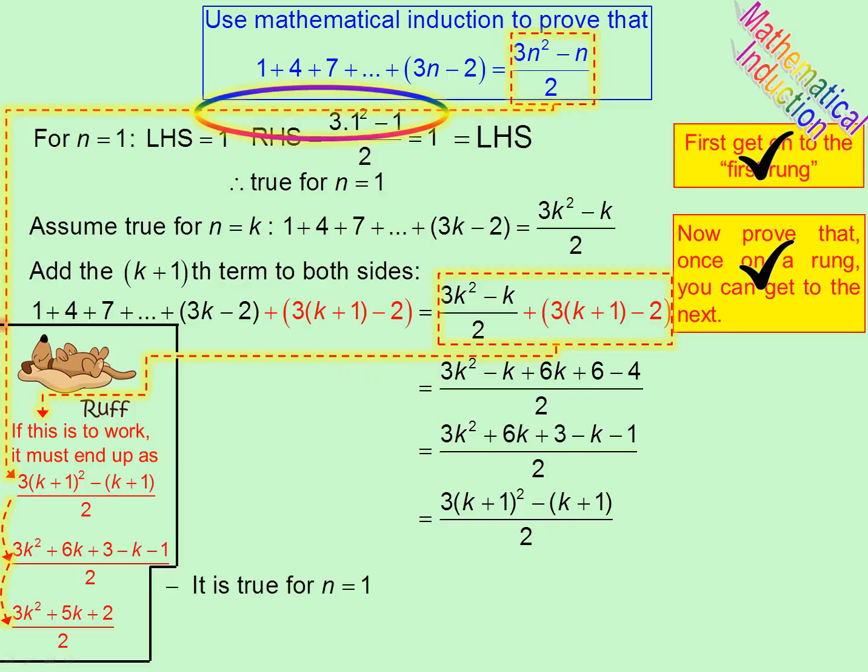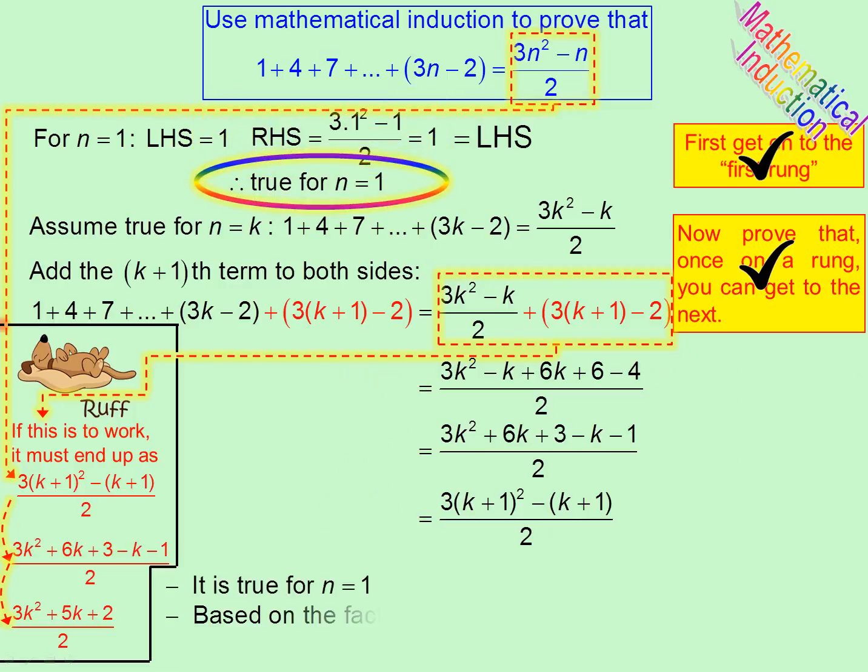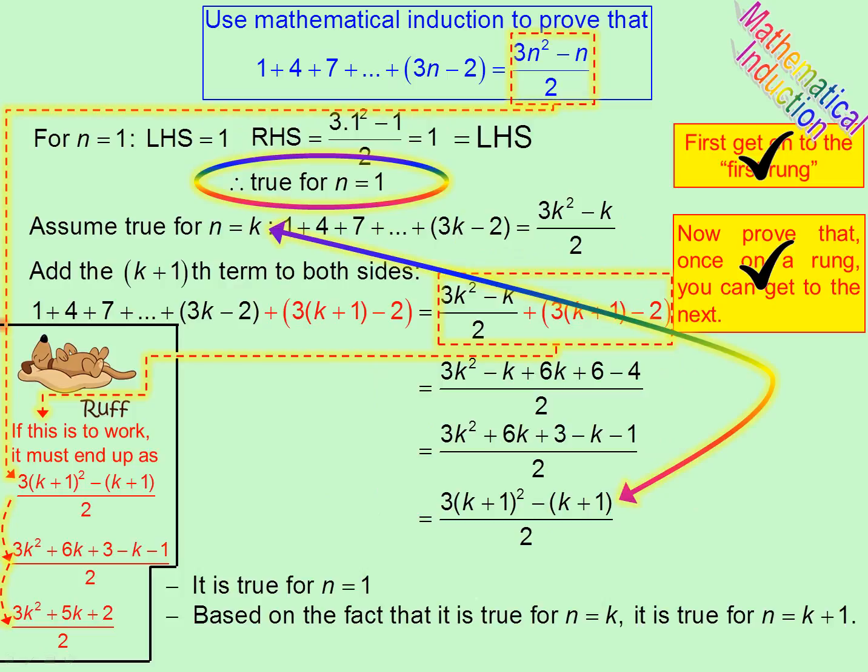True for n equals 1. N equals k true means n equals k plus 1 true. By mathematical induction, true for all n elements of natural numbers.